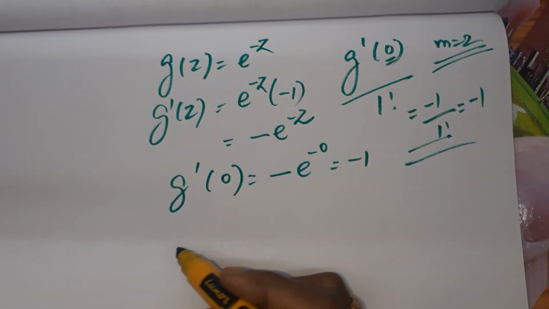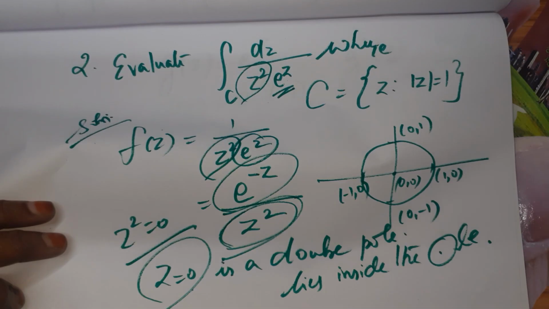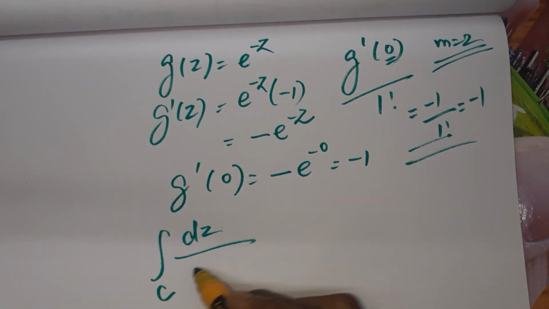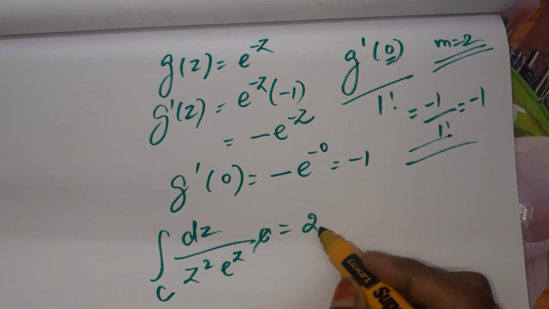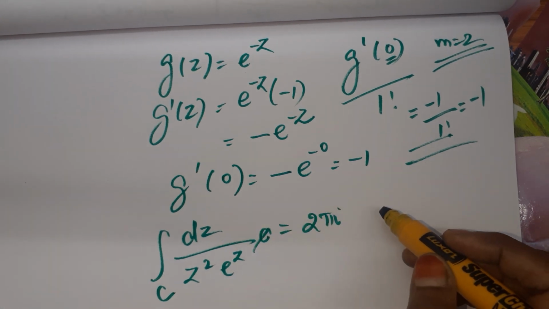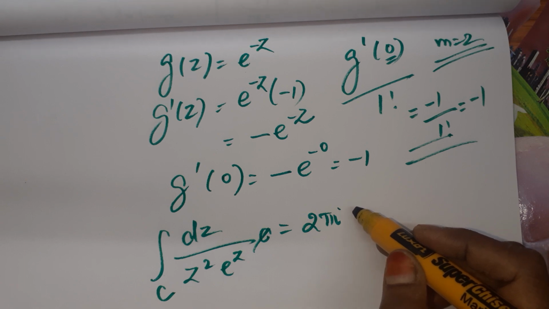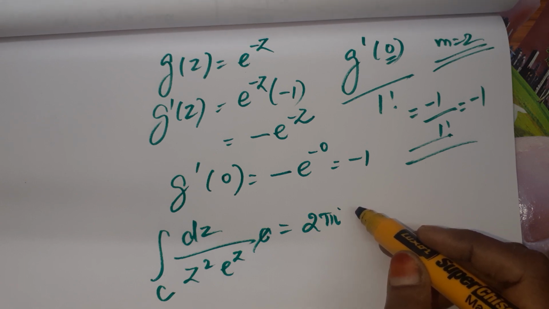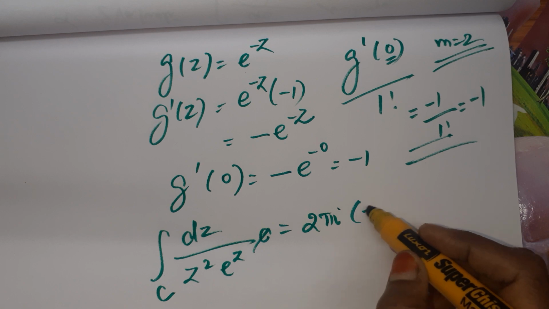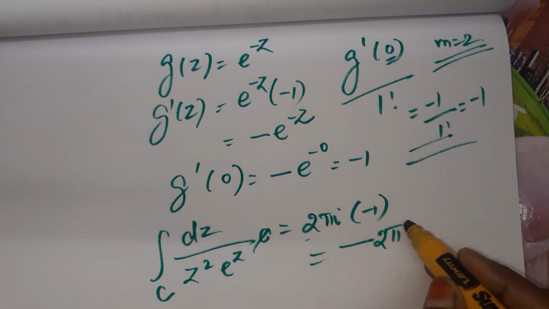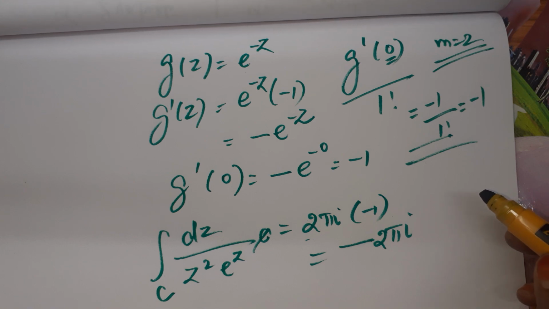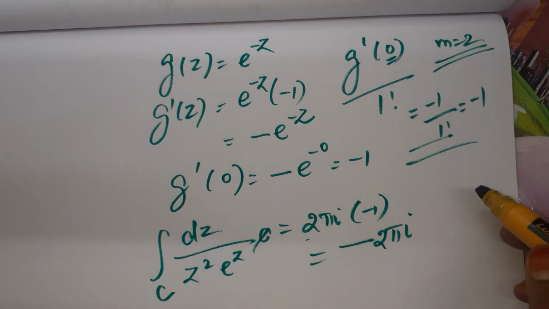What is the formula we have? Integral over c dz by z squared e power z is equal to 2 pi i into the sum of the residues. Here only one residue we have. What is that? Minus 1. So 2 pi i into minus 1, which is minus 2 pi i. Is that clear? Now come to the next problem.